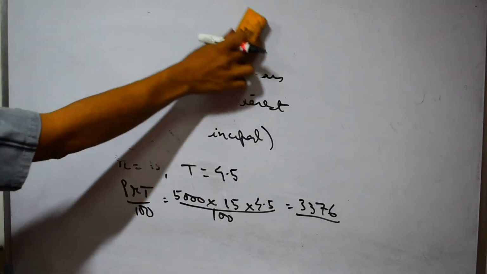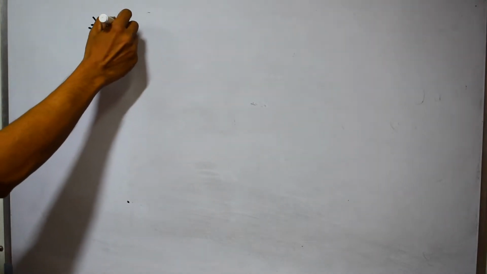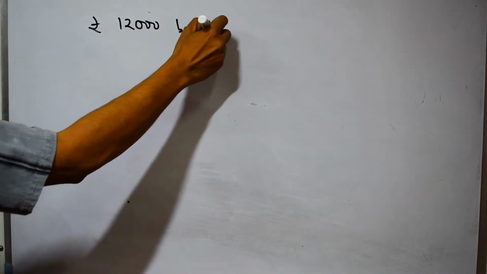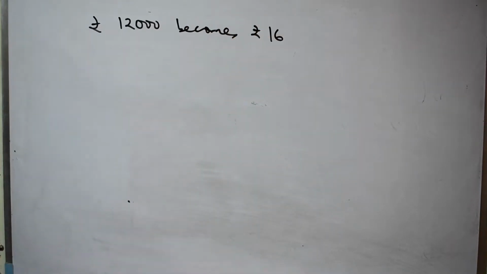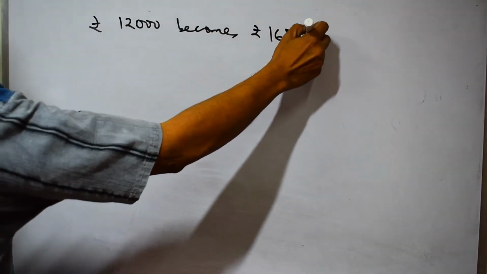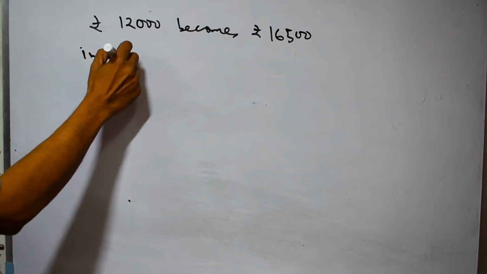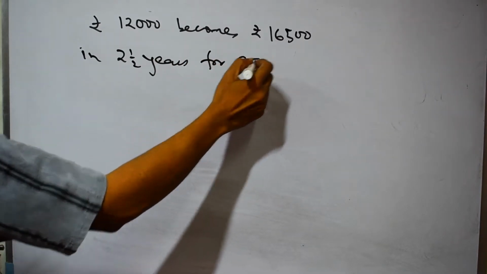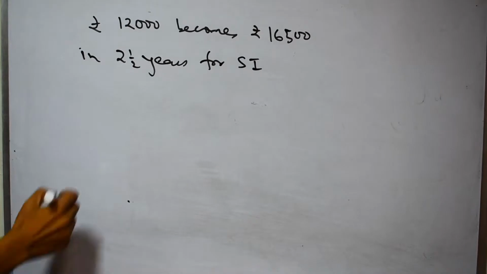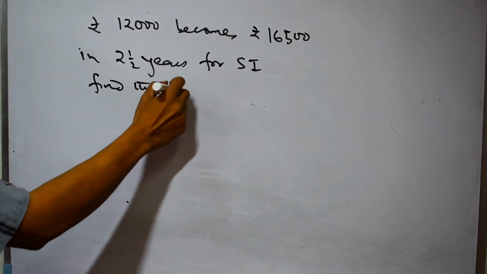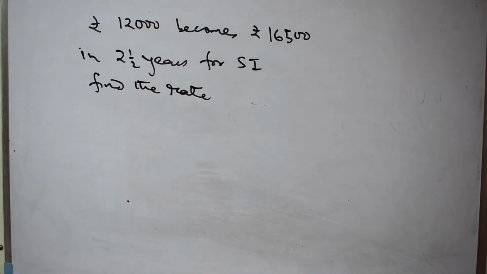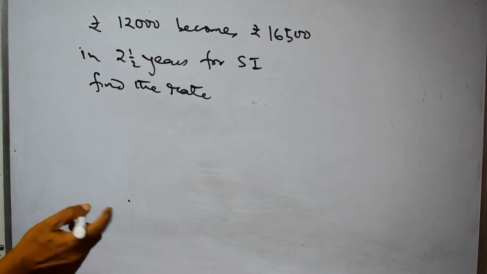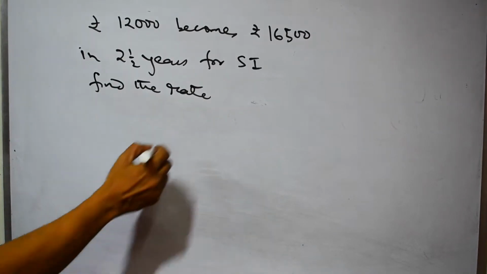Now the second question we can discuss: rupees 12,000 becomes rupees 16,500 in 2.5 years with simple interest, and the question is to find the rate. So if rupees 12,000 becomes rupees 16,500 in 2.5 years with simple interest, what rate are we having here?